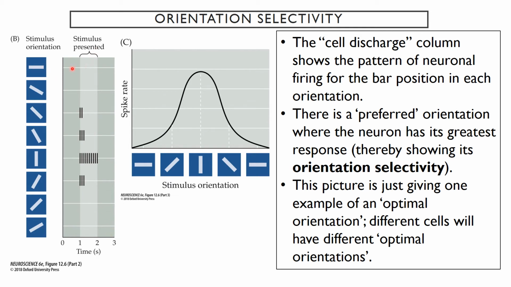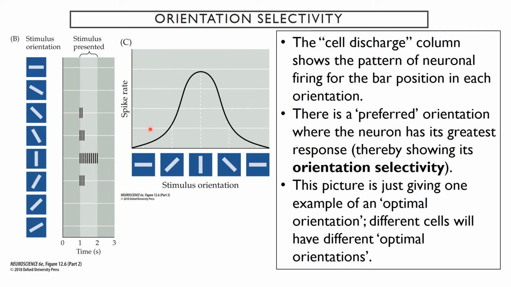If they present a horizontal bar, they don't see anything. No spikes. If they start to rotate it, now they start to see some spikes. And as it gets to the vertical side, now this neuron really, really likes vertical lines, and so it spikes a ton. Then there's a little bit more spiking here, and as it rotates back to horizontal again, it doesn't spike anymore. This particular neuron that was being recorded here has an orientation selectivity for vertical bars.